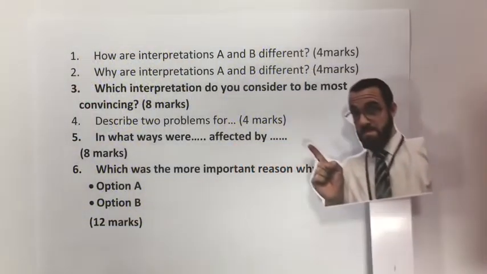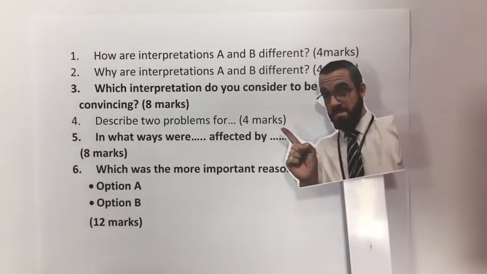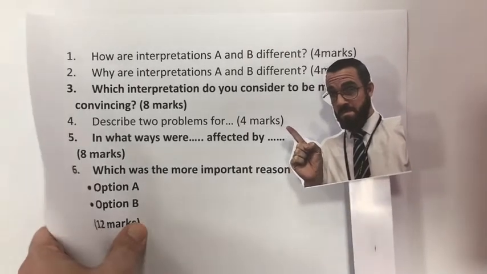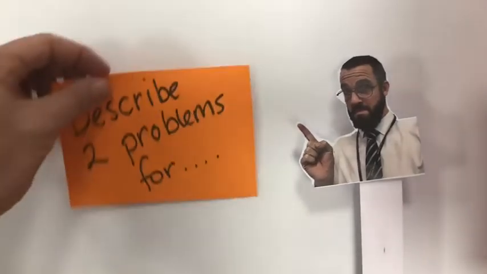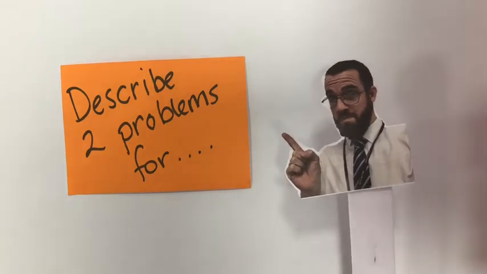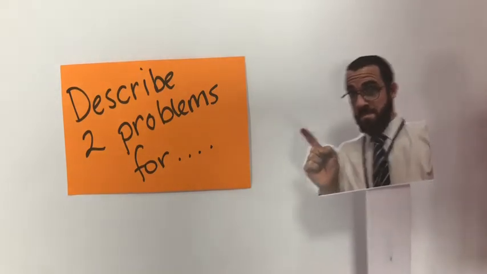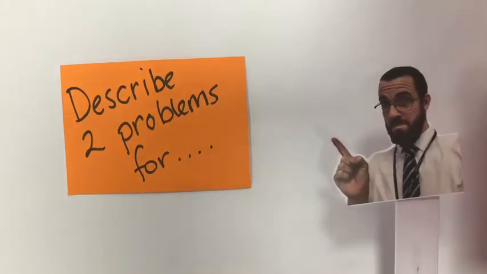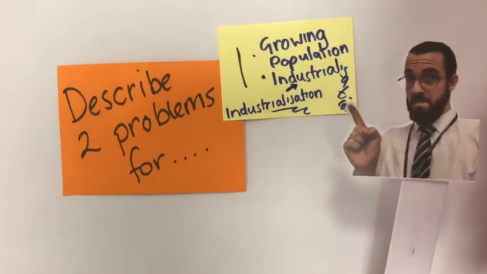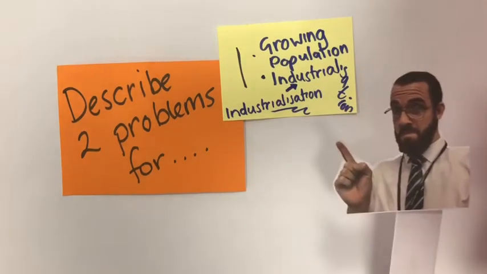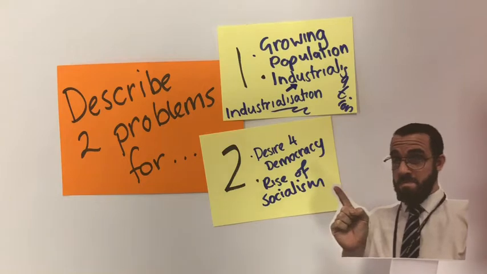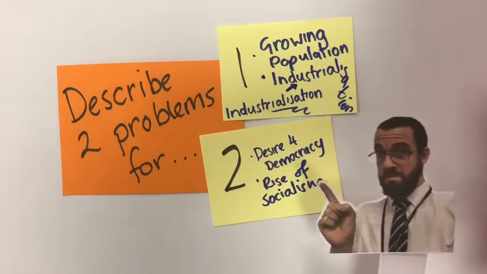Next up, we have an easy 4 marker. Describe 2 problems for. So, in this case, we might say, describe 2 problems for the Kaiser before the First World War. Now, this is a simple question, so you only need to make 2 fairly short points. So, you might make point 1, okay, growing population and industrialisation, which is one problem, connected to a second problem, which would be the desire for democracy and the rise of socialism associated with that. You don't need to write too much for this, maybe half a page tops.